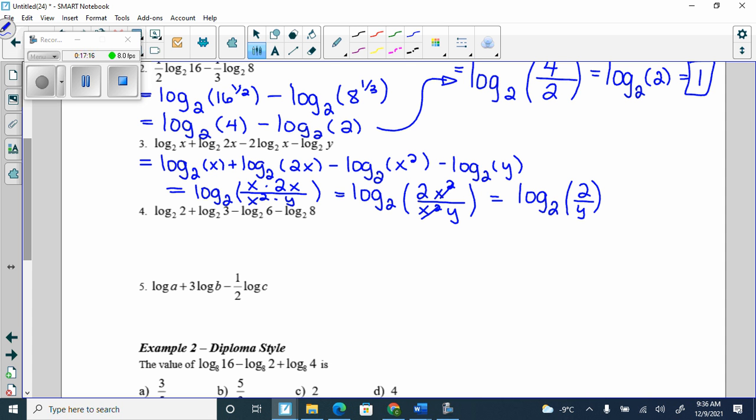And I'm subtracting. Whatever has a negative 1 in front just goes to the denominator. And then you make them join by multiplication.